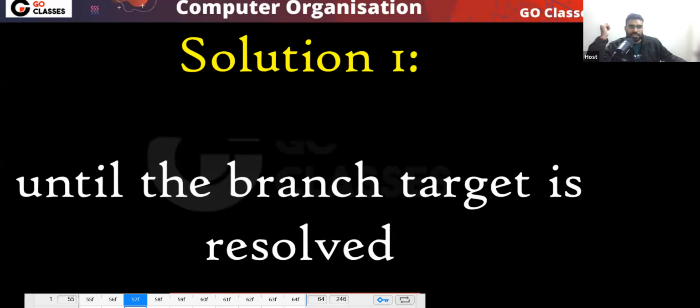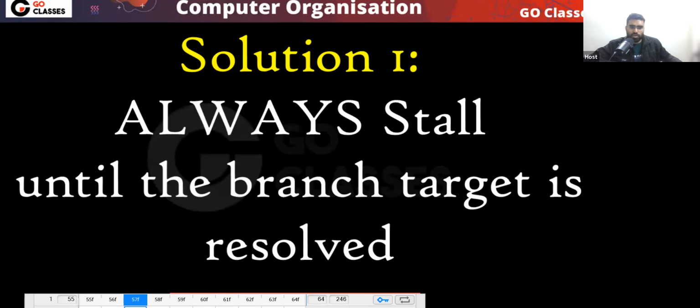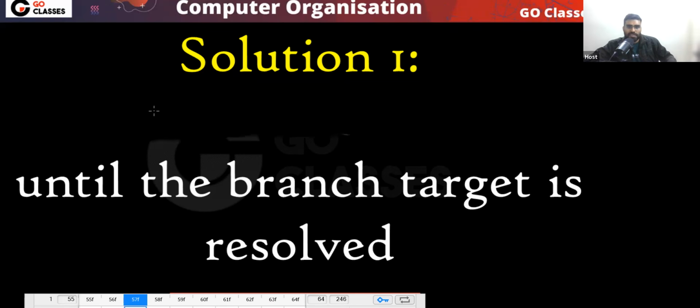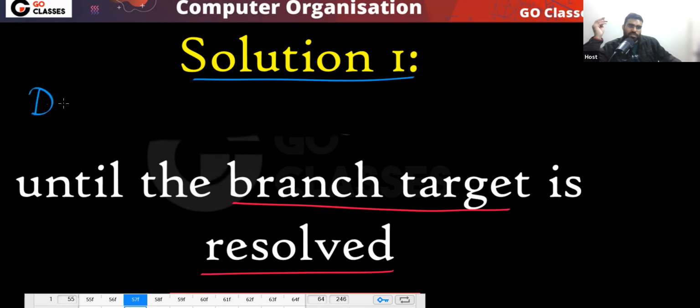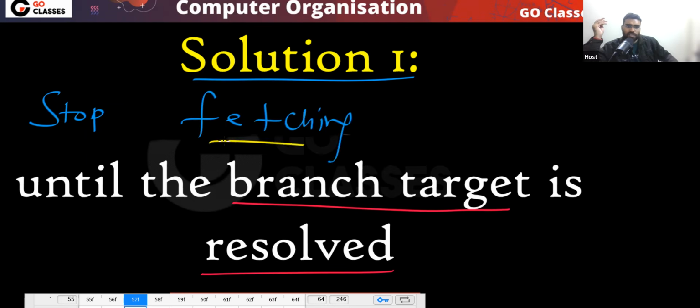The solution one is very simple, an extremely simple solution. It simply means that you just don't fetch anything until the branch target is resolved. Very intuitive solution, right? Yes or no? Solution one is stop fetching. Just stop fetching until the branch target is resolved.